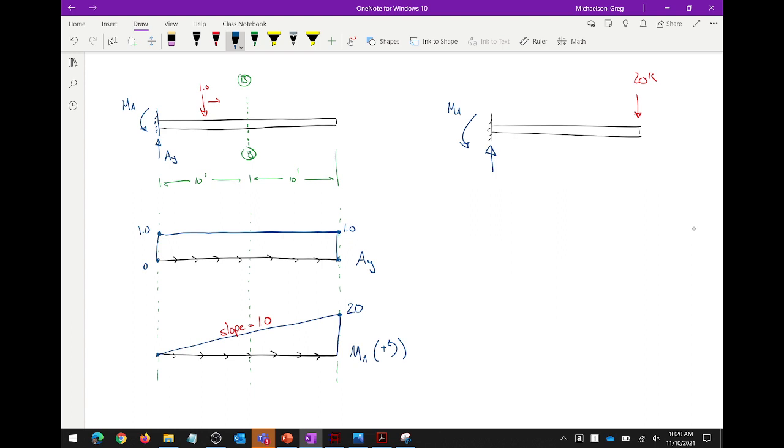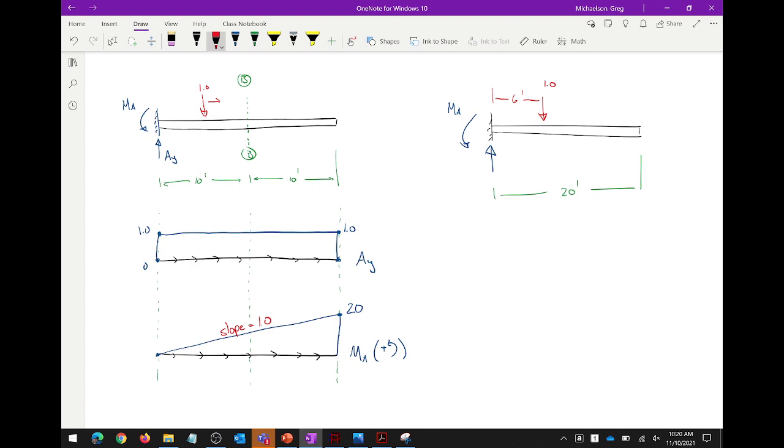Well, let's see. Let's say that the beam is 20 feet long, okay? And let's say I put a single unit load 6 feet away. What's the vertical reaction? What's the moment reaction? And how did you get that?